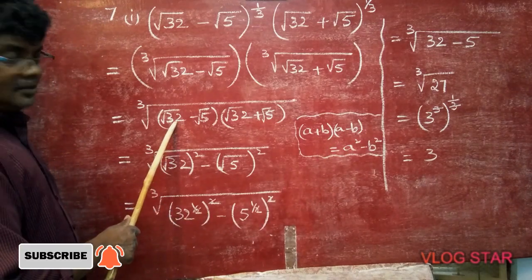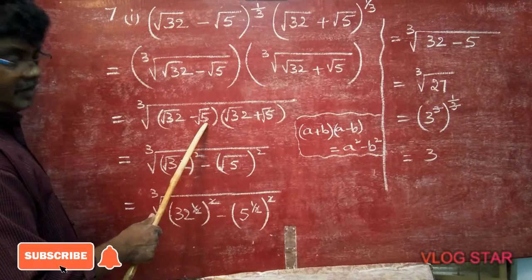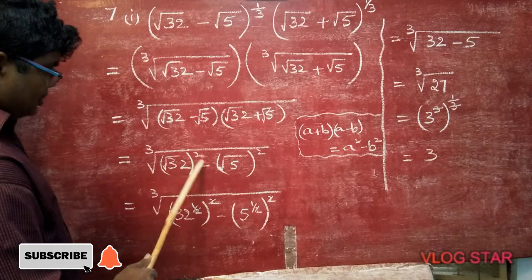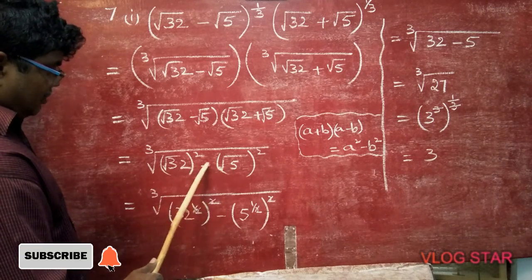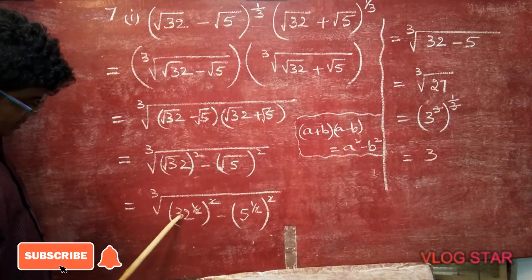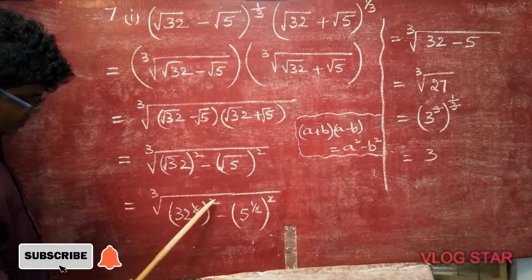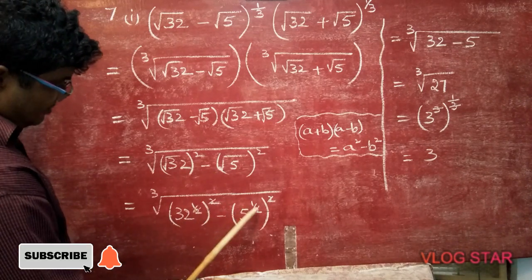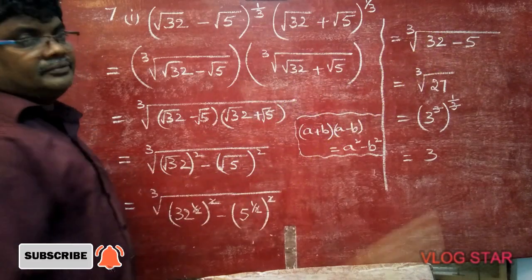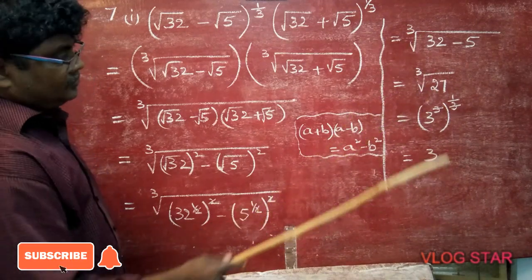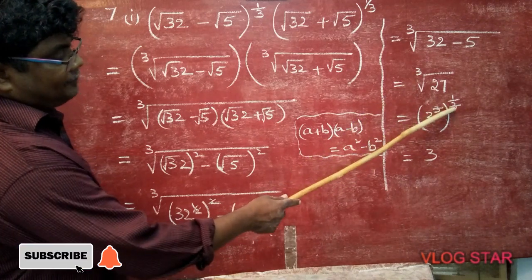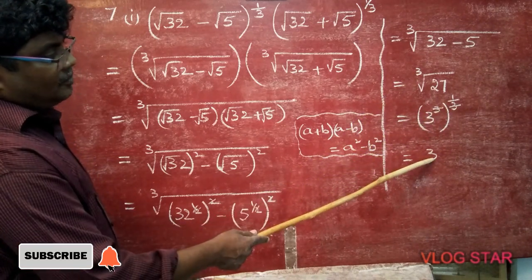In the place of a, root 32 is there. In the place of b, root 5 is there. So cube root, don't forget this cube root. Cube root of root 32 whole square minus root 5 whole square. Square root another form is 1 by 2. 32 to the 1 by 2 whole square, 2 gets cancelled. Here square root another form is 1 by 2, 2 cancels. So cube root of 32 minus 5. 32 minus 5 means 27. We can write 27 as 3 cube, whole to the power of, what is that, cube root, 1 by 3. 3 3 get cancelled and 3 to the power of 1 means 3.